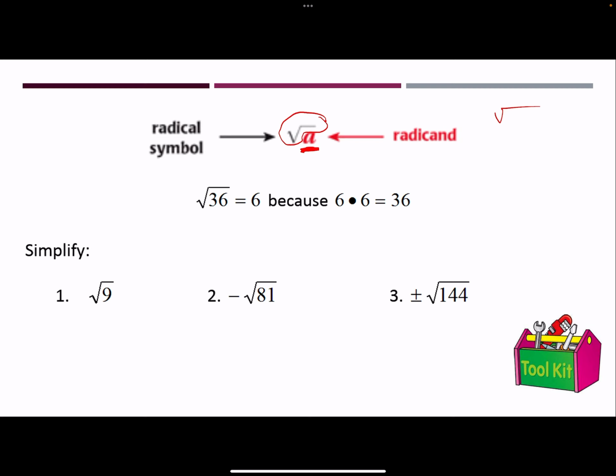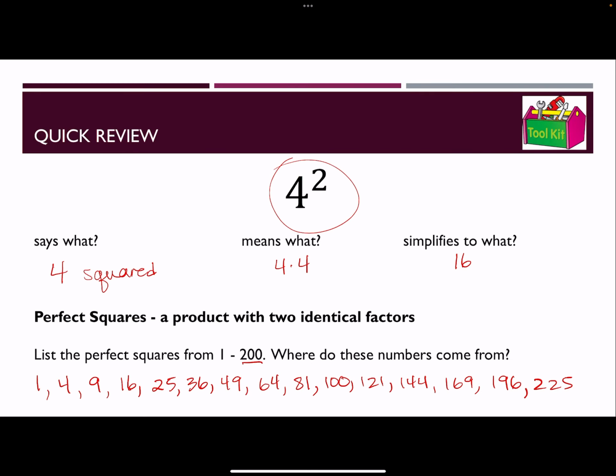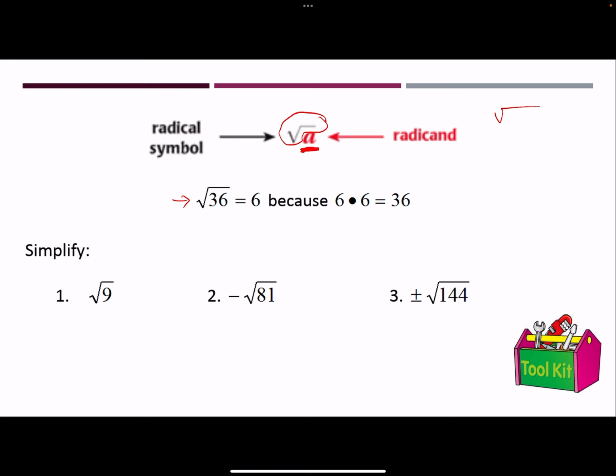So let's look at how to simplify square roots. For example, the square root of 36 is 6. And the reason is because 6 times 6 is 36. So when we have a radicand, we're looking for a perfect square, one of the numbers on this list that we made. So what times what gives you 36? So the square root of 36 is 6.